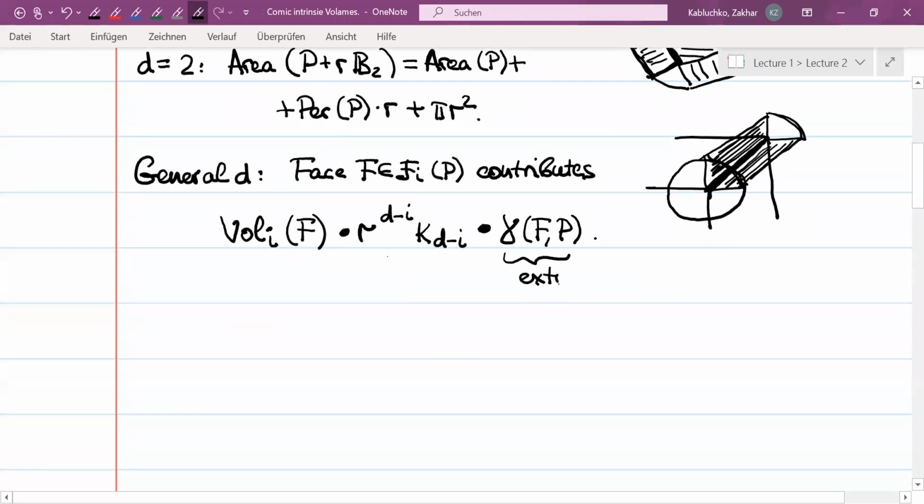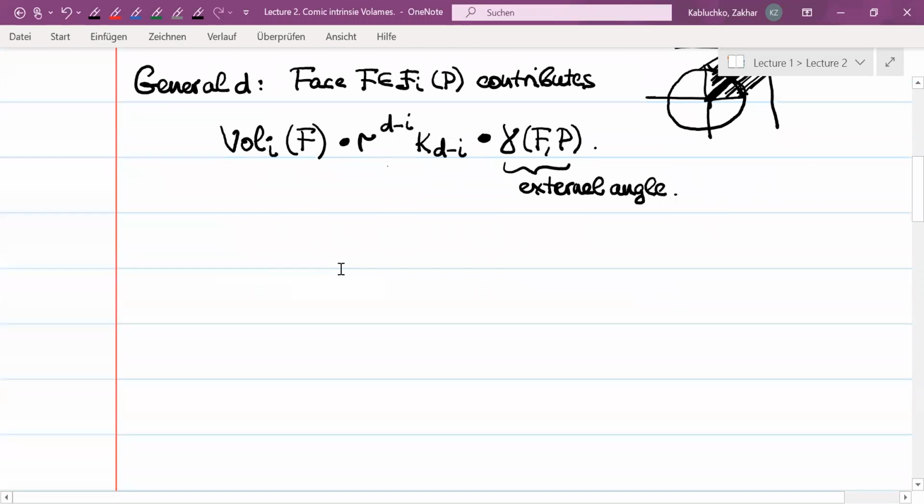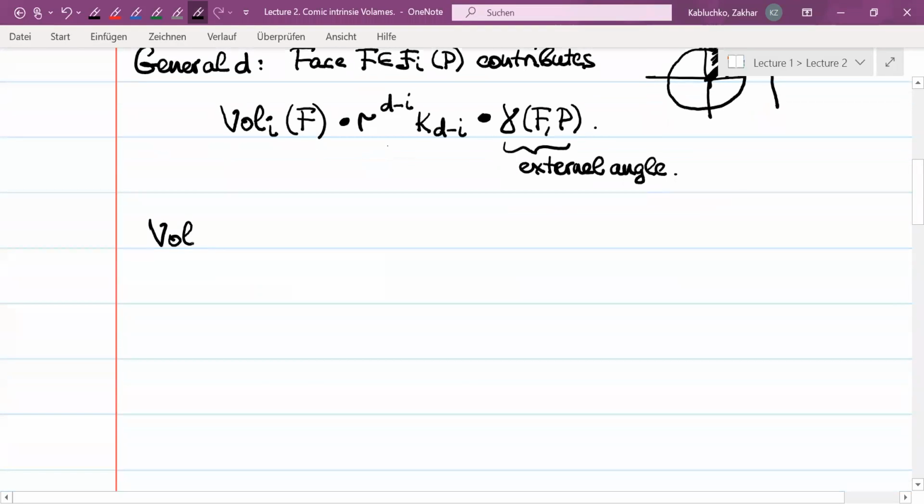So this is the external angle, or I will define it a little bit later. But now we see that the contribution of phase F is given by this formula, and in order to obtain the volume of the whole neighborhood, we have to sum up all the contributions.